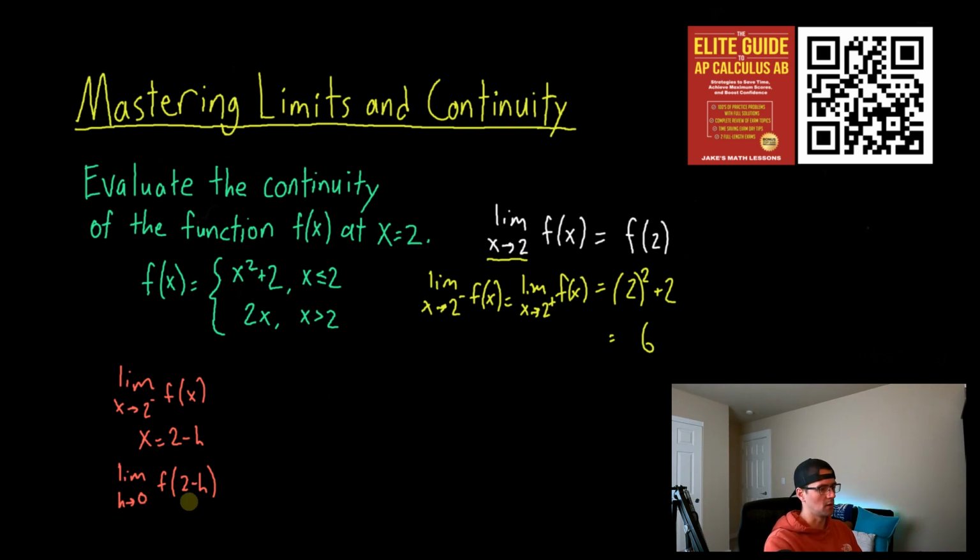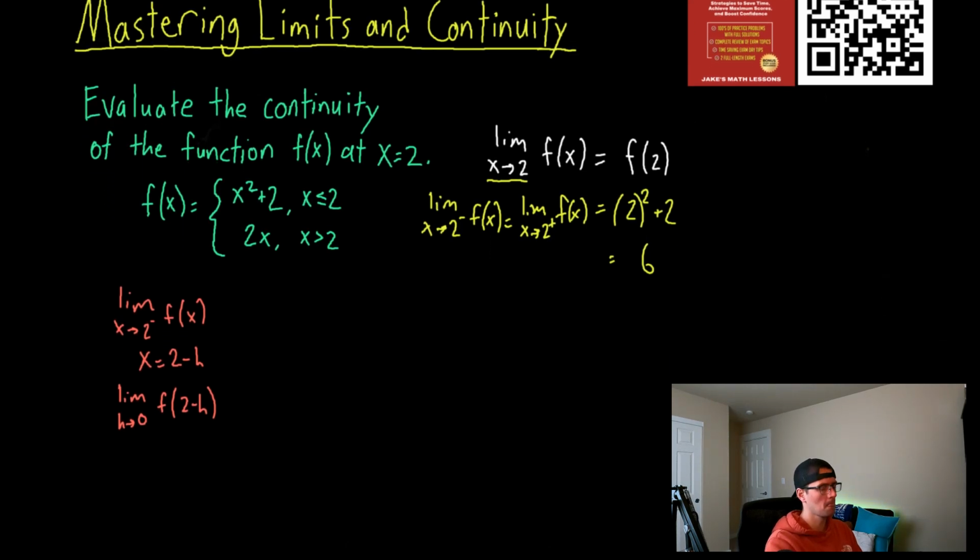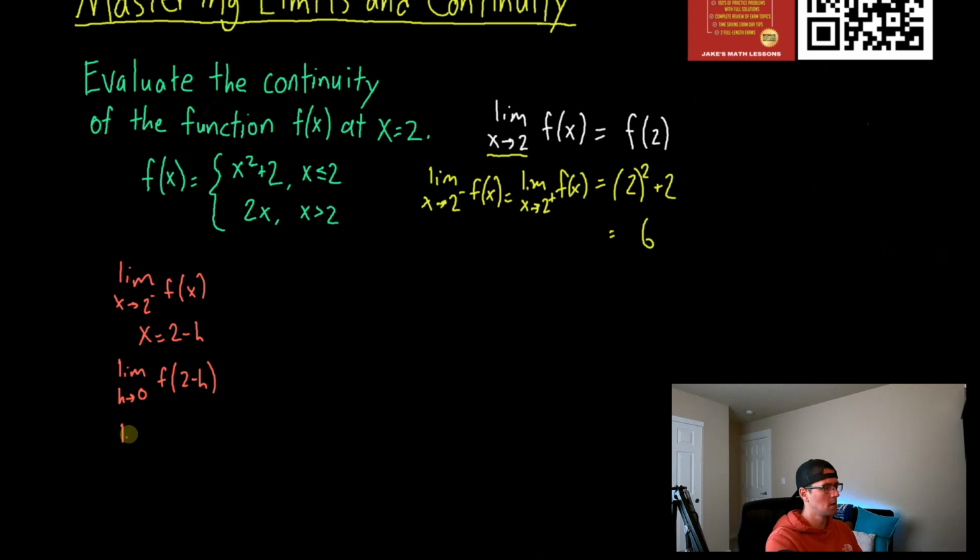So we're going to essentially be taking the limit as h goes to 0 of this function with 2 minus h plugged in for x. So we'll have 2 minus h squared plus 2. And this will be the limit that we'll solve.